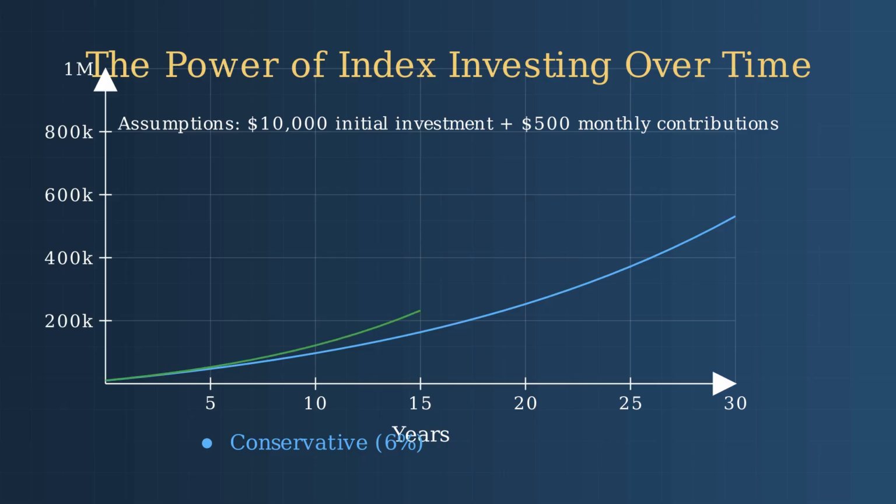An aggressive portfolio with a higher allocation to stock index funds might achieve 10% annual returns over the long term, resulting in significantly more growth. This demonstrates why starting early and staying consistent are crucial for successful index investing.